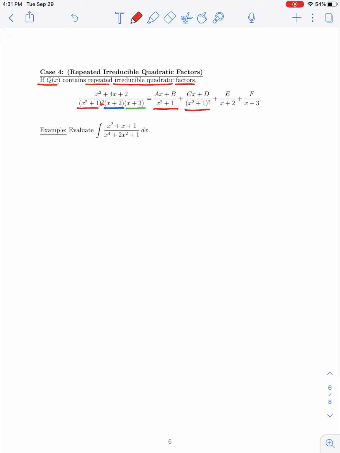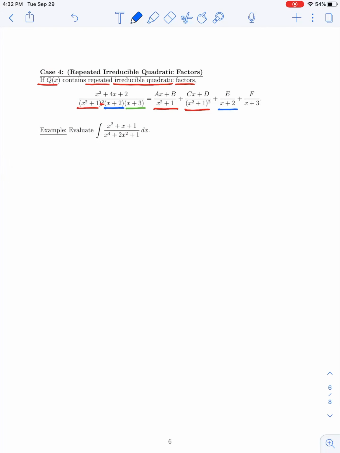Now, if that term were cubed, say x squared plus 1 cubed in the denominator, we would have a third term, something of the form ex plus f over x squared plus 1 quantity cubed, and so on. So just as we saw for the case of repeated linear factors, for every power of an irreducible quadratic, we're going to have one term in our partial fraction decomposition.